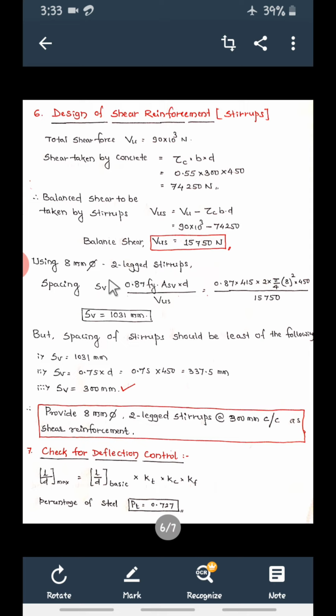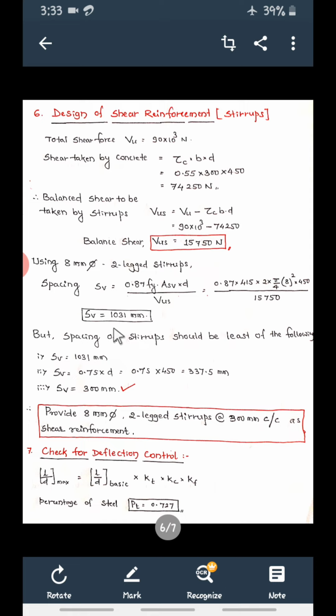What is the diameter we are assuming? 8. So this area will be Asv. So 2 we have multiplied because the stirrups are two-legged. So 2 into pi by 4 into 8 square into d, effective depth is 450, divided by Vus, this balance shear force. So therefore spacing equal to 1031 mm. Spacing of stirrups equal to 1031 mm.